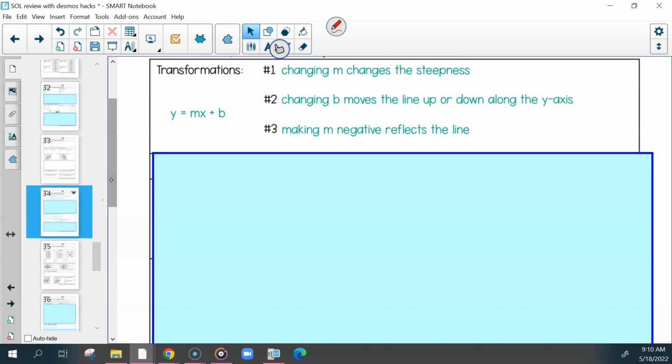For these, the only thing Desmos would really help you with is to visualize what happened. If you wanted to draw in the original, which is your f of x equals x or y equals x, and compare it to whatever the new equation is. Otherwise, you would need to know these transformations.